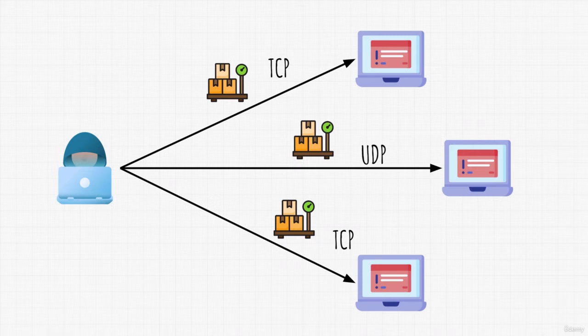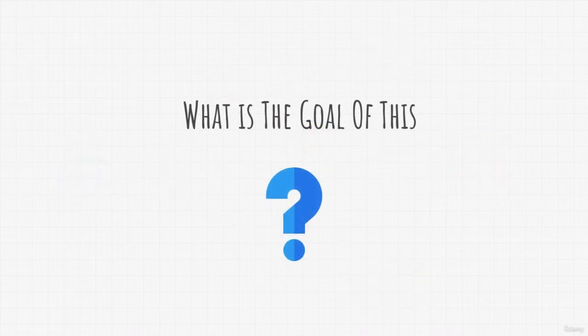TCP and UDP are just protocols that are used for sending bits of data, also known as packets. We will discuss them in a little more detail in the next video. For now, just think of them as different communication protocols that will allow us to get information from our target. I keep talking about information and scanning without actually explaining what I mean by scanning and getting information. What are the goals of this?